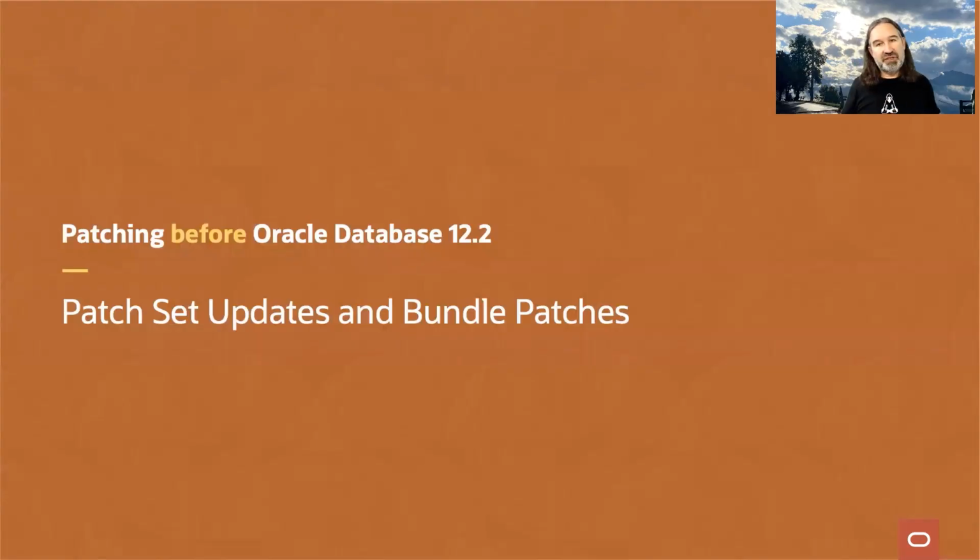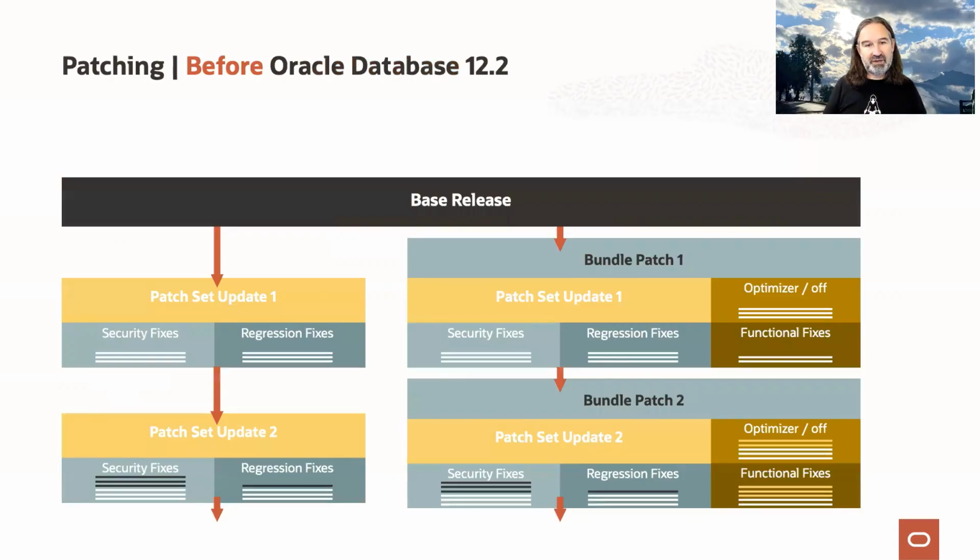Now patching before 12.2. So until 12.1.0.2, how did patching look like? We had PSUs, patch set updates, and bundle patches. So we had the base release, that is the black brick on my slide here. And on the left side, you see the patch set updates. So patch set updates mainly contain security and regression fixes. So a regression fix is a fix for something which really affects a lot of customers, something really bad, or something which got introduced in the previous PSU and needs to be fixed afterwards.